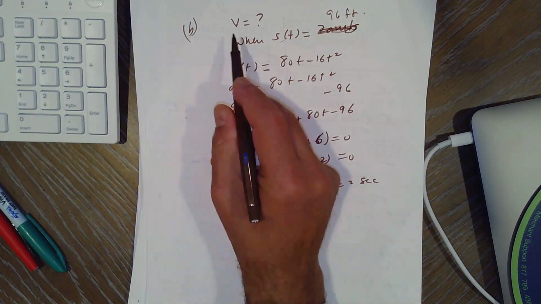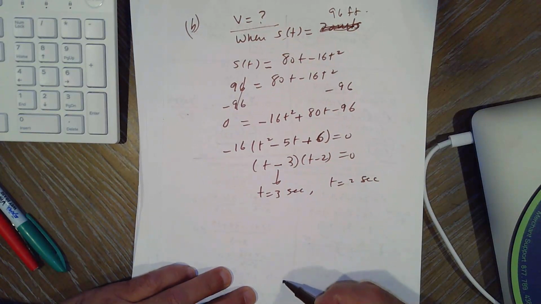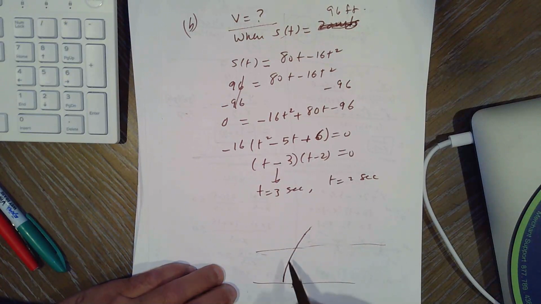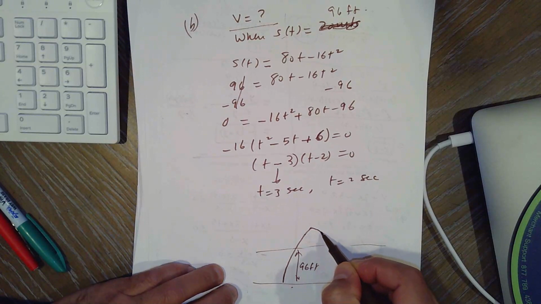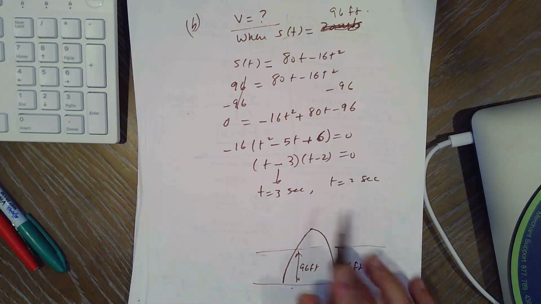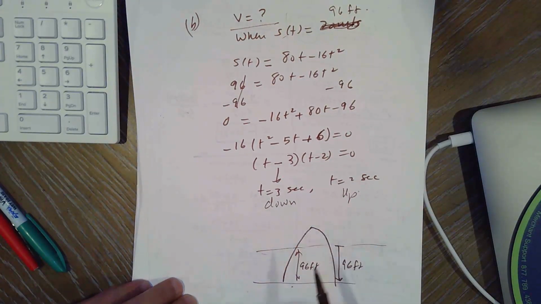Now we don't want the time, we want the velocity. Remember, the ball is going up. After 2 seconds, it's going to reach 96 feet, and then coming back down, at 3 seconds, it's going to reach 96 feet. So that's why it's two times. This is going up and this is coming down.